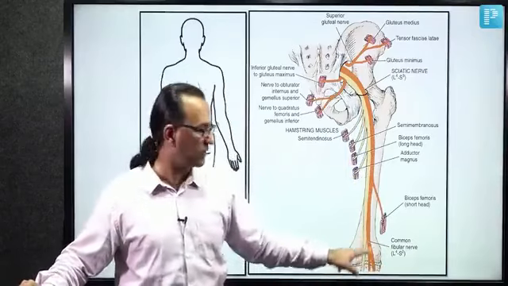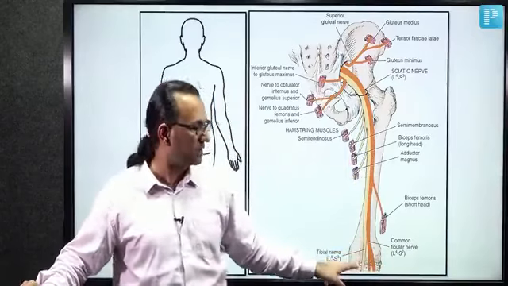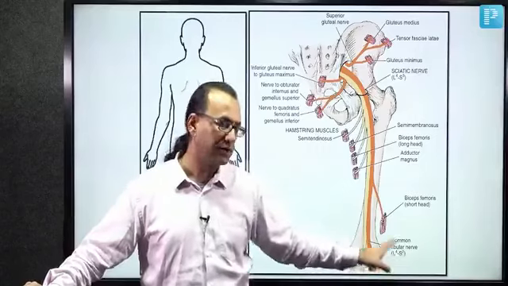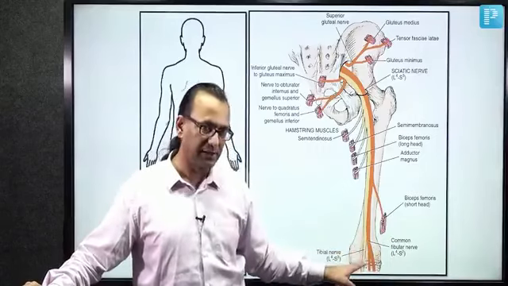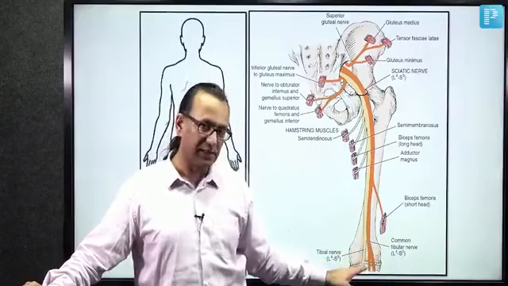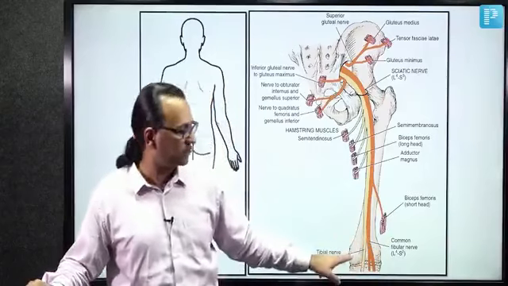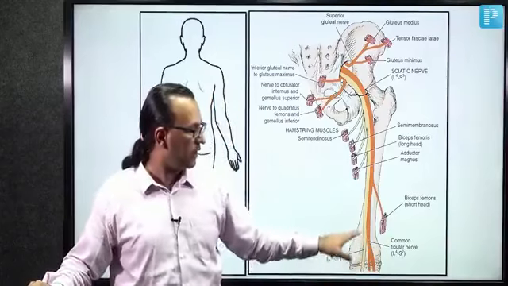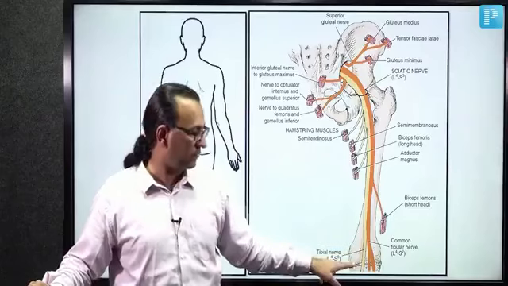It is called common because it further divides into two branches. One is the superficial peroneal nerve, going more lateral, and the deep peroneal nerve, which goes anterior to the tibia. Hence, it is also called the anterior tibial nerve, whereas the actual tibial nerve, which reaches posterior to the tibia, continues as the posterior tibial nerve in the calf region.